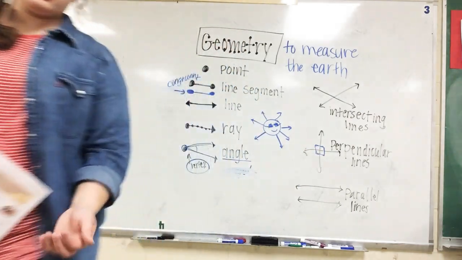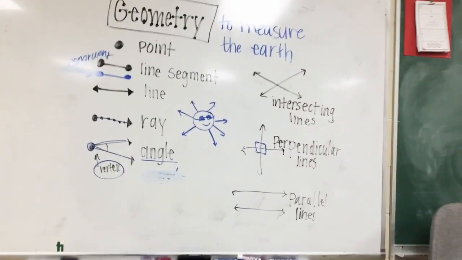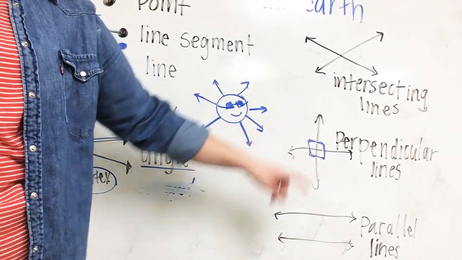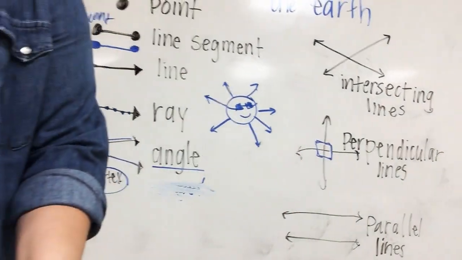Let me move that a little bit closer so you can see it a little better. Sorry, I'm losing my voice. Do you see that? Okay, right here. It's like a square in the intersection, so right angles are what we call those.